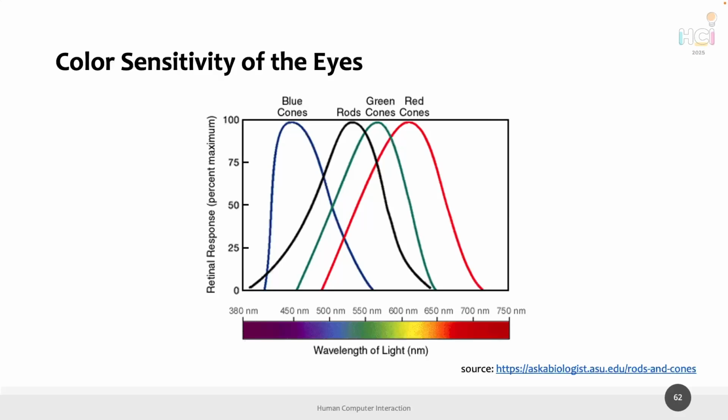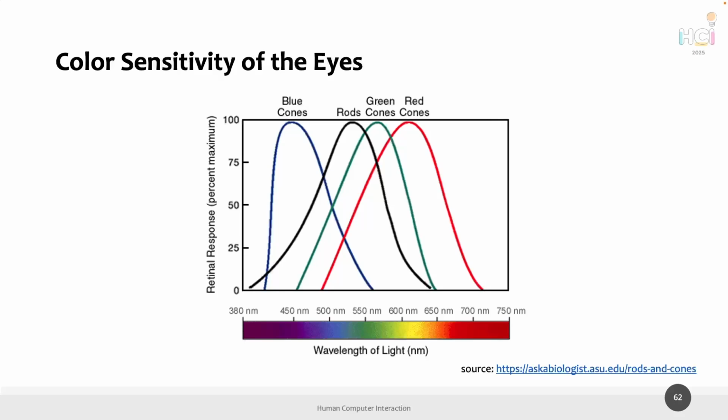And then there are the rods that are more sensitive to movement and are used for night vision and are concentrated in the peripheral area of the retina. So rods help us see in the dark, and cones help us distinguish different colors.